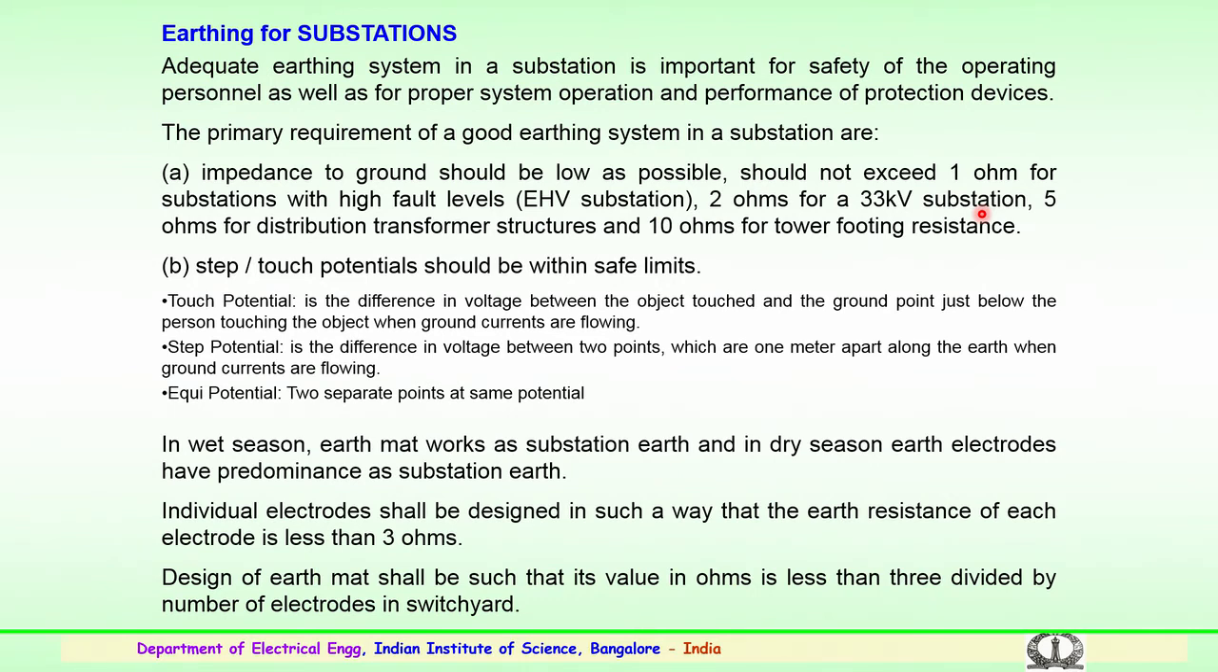The second important requirement is that the step or touch potential should be within safer limits. This touch potential, as mentioned, is the difference in voltage between the object which we touch and the ground point. So, between the ground point and the object which is being touched is known as the touch potential. Just below the person, in case he is touching the object, ground currents are flowing. And the step potential could be defined as the difference in the potential between 2 points. What are the 2 points? Which are 1 meter apart on the earth when ground currents are flowing. So, this is the step potential, and equipotential means 2 separate points at the same potential, any 2 contacts which are at the same potential.